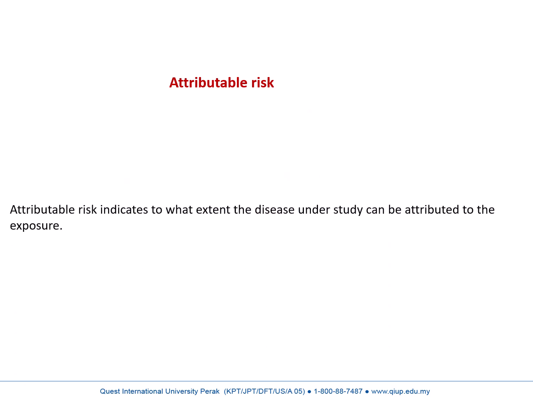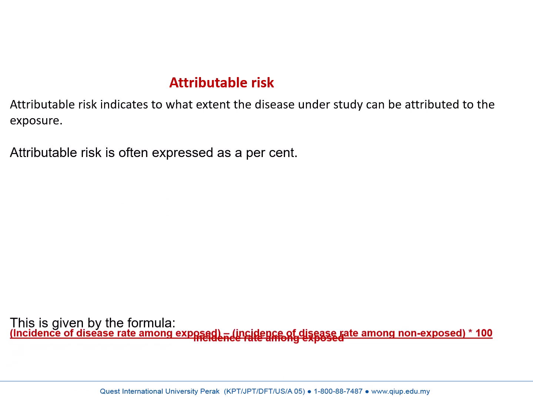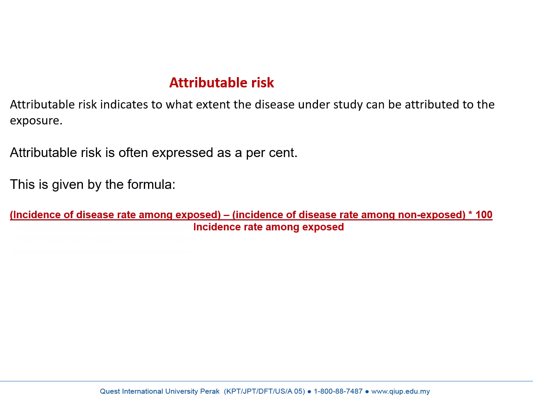Attributable risk. Attributable risk indicates to what extent the disease under study can be attributed to the exposure. Attributable risk is often expressed as a percentage. The formula for attributable risk is incidence of disease among exposed minus incidence of disease among non-exposed, divided by incidence of disease among exposed, multiplied by 100.